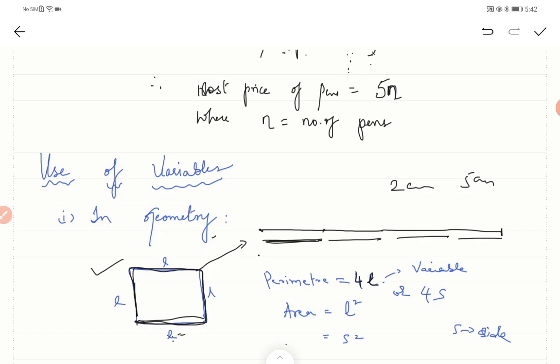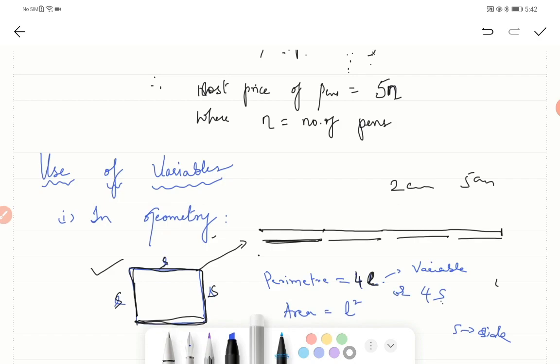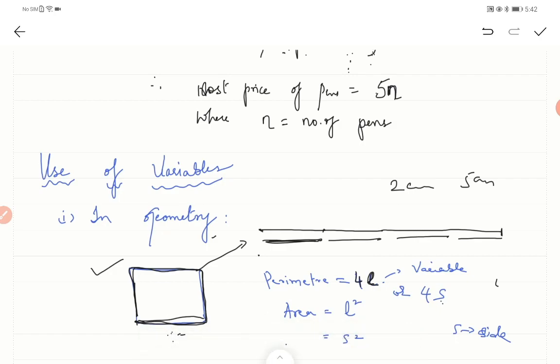So you can write it as 4L, or you can say the side as S. In a square, all the sides are equal. If you take this one side as X, then all the sides will be X. Depending on what variable you take, normally in formulas you will see either L or S. S represents side. So the perimeter will be 4S. What is this S? It's a variable. Why is it a variable? Because it can be anything.